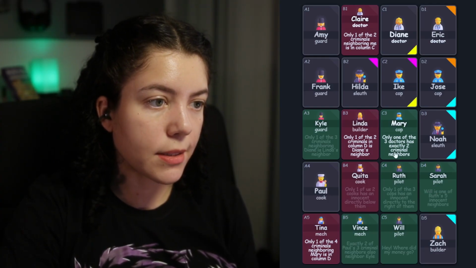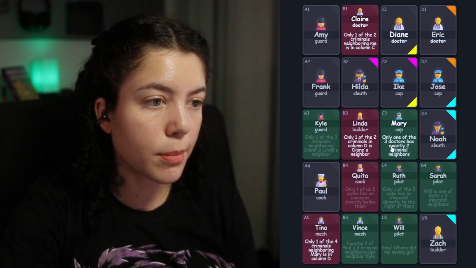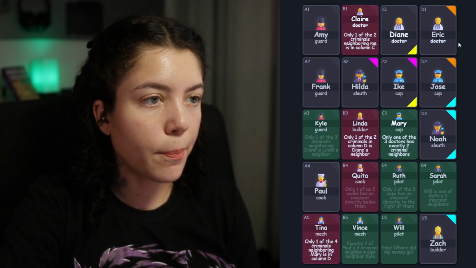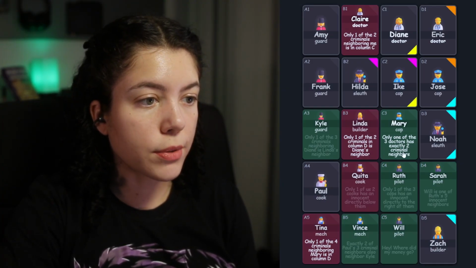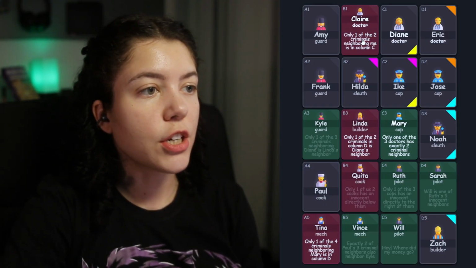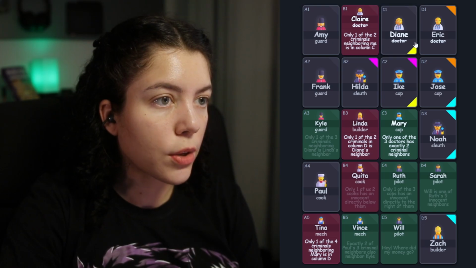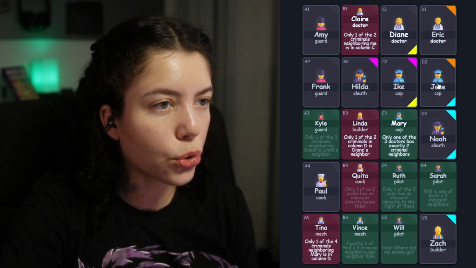Now, Mary says that only one of the 3 doctors has exactly 2 criminal neighbors. So all of the doctors are here in row 1. And only one of them has 2 criminal neighbors. We know who that is, Claire. Claire is a doctor, and we know that she has only 2 criminal neighbors per her own clue. So we know that neither Diane nor Eric have only 2 criminal neighbors.